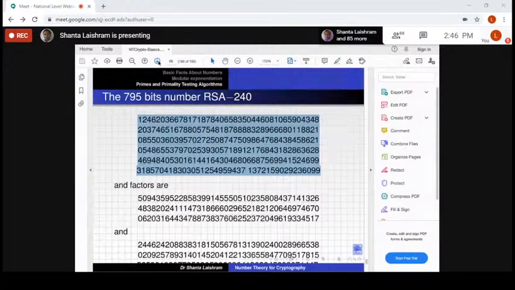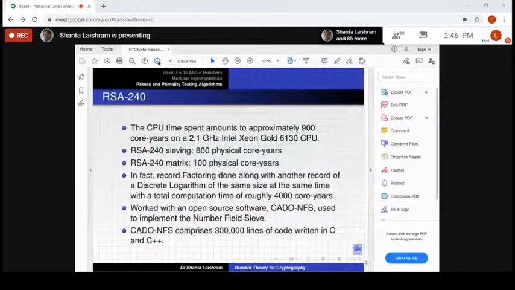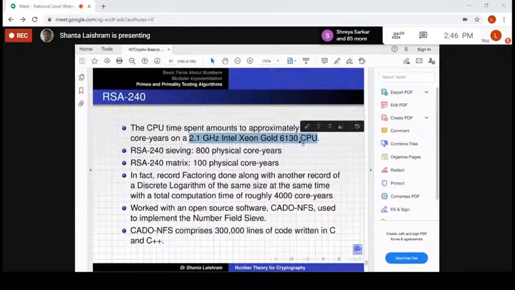So now I will tell you a bit about how they factored it. To factor this RSA 240, they spent CPU time of around 900 core years. This is on a 2.1 gigahertz Intel Gold 6130 CPU, these are the specifics of the computer. If you have any computer with these specifics, then it will take 900 core years.